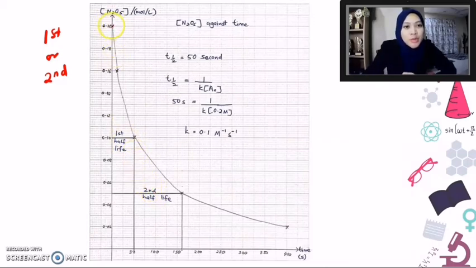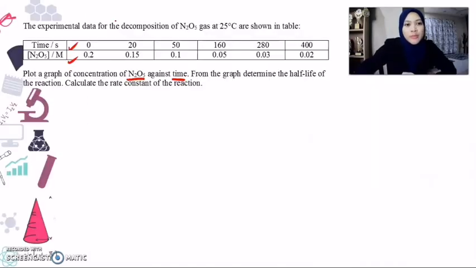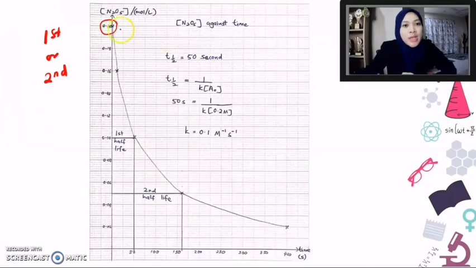Right. So we know that our initial concentration is here, which is 0.2. At T0, concentration is 0.2, means this is our A naught, or N2O5 naught, is 0.2. When it becomes half, it will become 0.1. This is A naught over 2. So we get 0.1. From the graph, I will find out what will be our first T half.